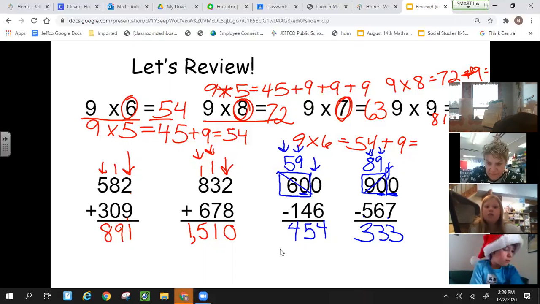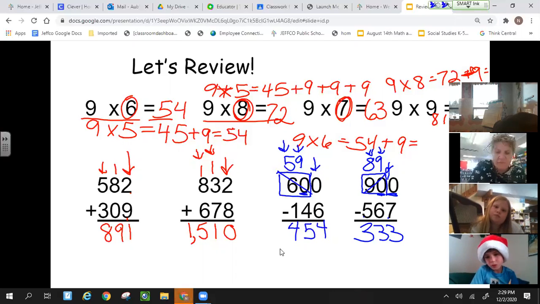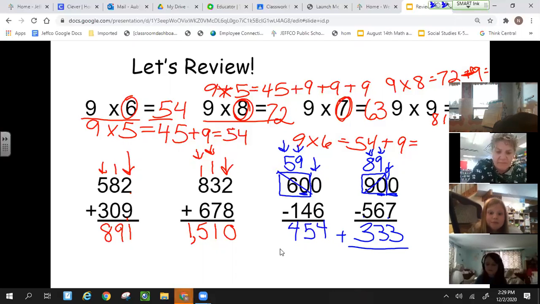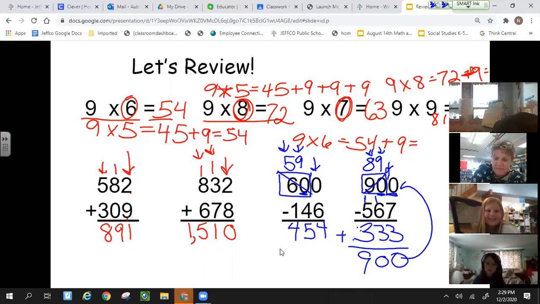And if you don't believe me that it's right, you can always check your subtraction with addition and see if you get the top number. If I were to add 7 plus 3, I would get 10. 6 plus 1 is 7, plus 3 would be 10. 5 plus 1 is 6, 7, 8, 9. 900. I'm checking my work with the inverse operation, and it's right.